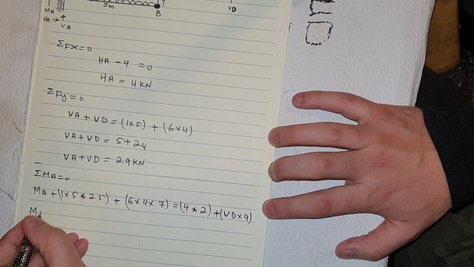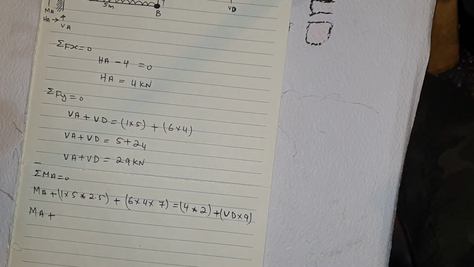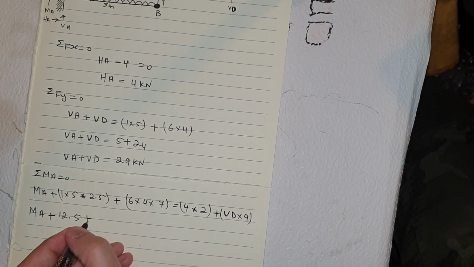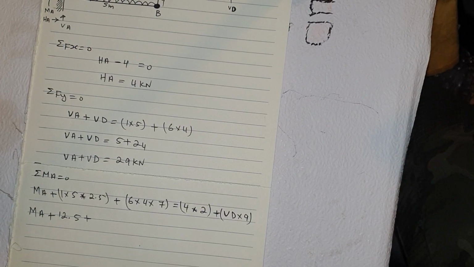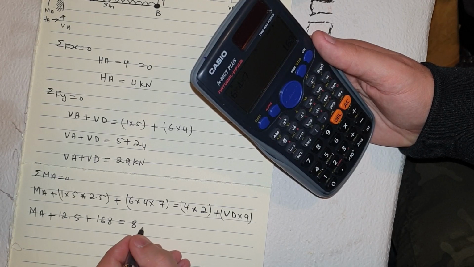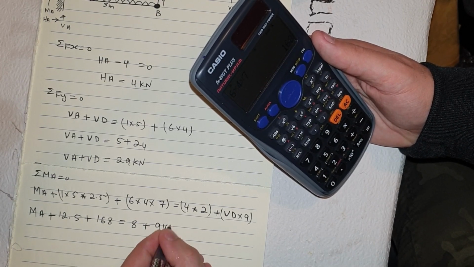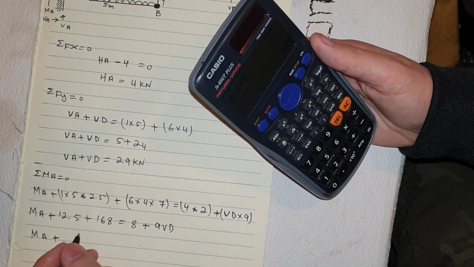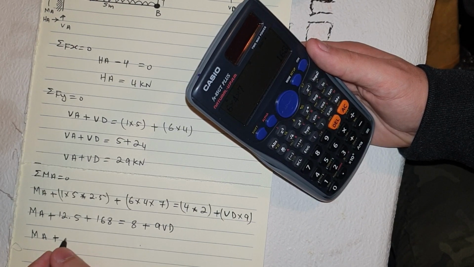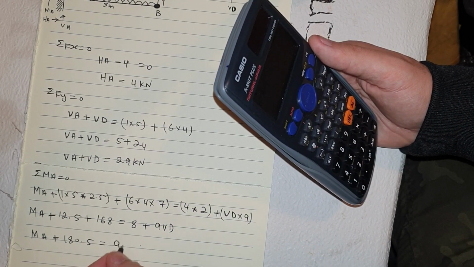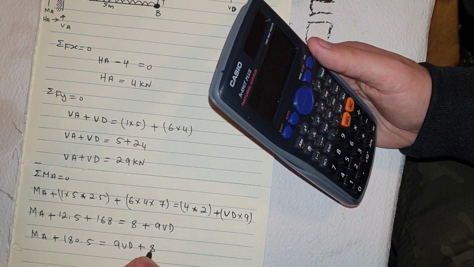So Ma plus 1 times 5 times 2.5 is equal to 12.5, plus 6 times 4 times 7 is equal to 168, is equal to 8 plus 9 Vd. So the Ma plus 168 plus 12.5 is equal to 180.5 is equal to 9 Vd plus 8.